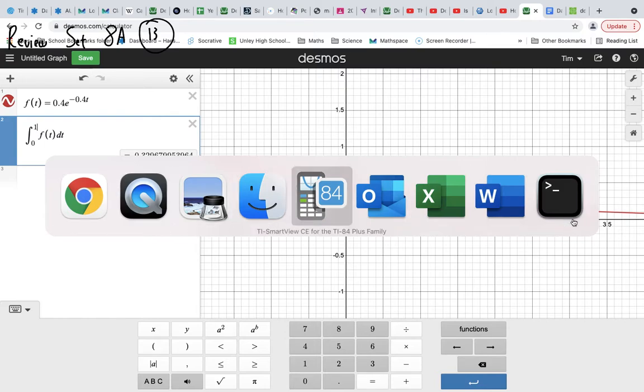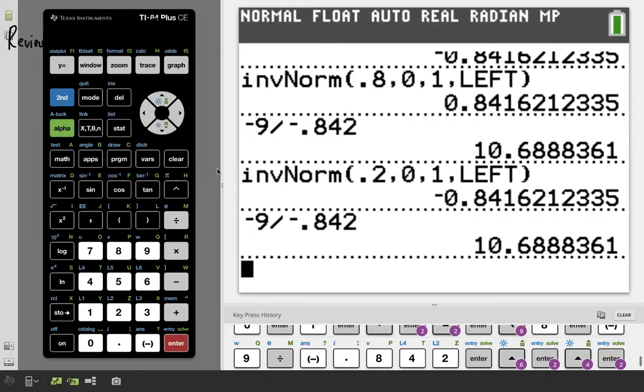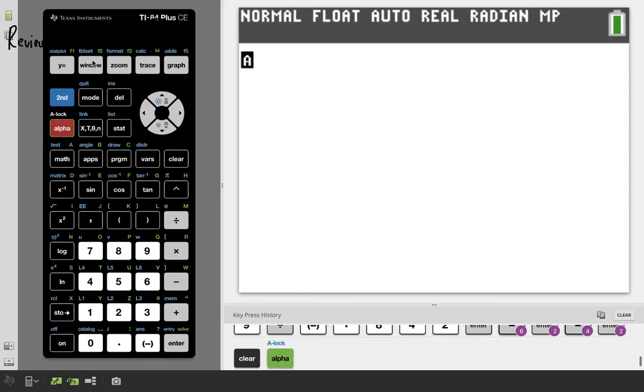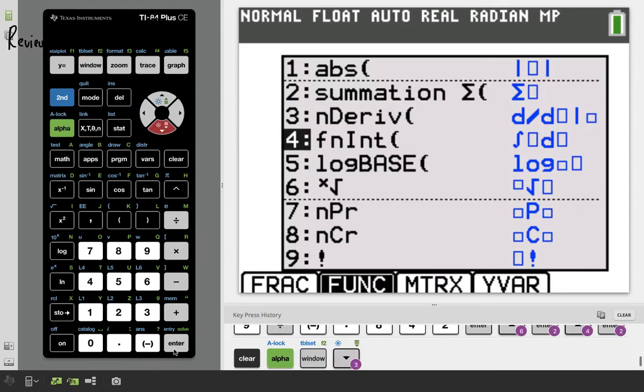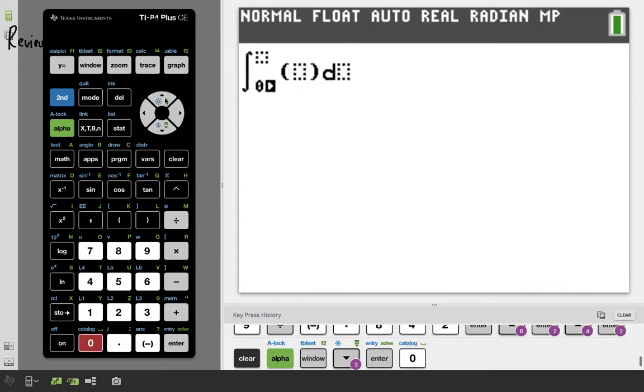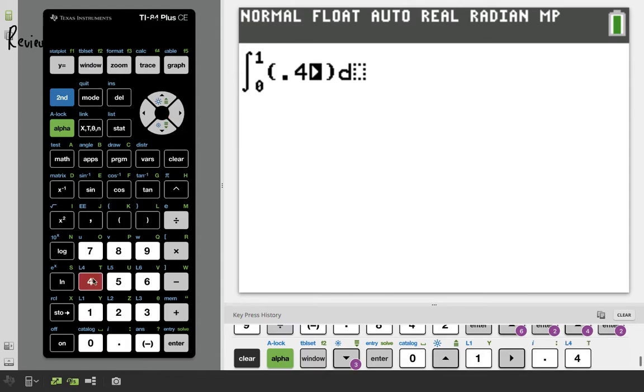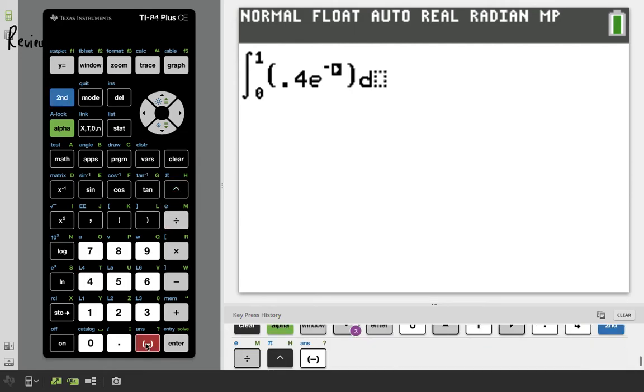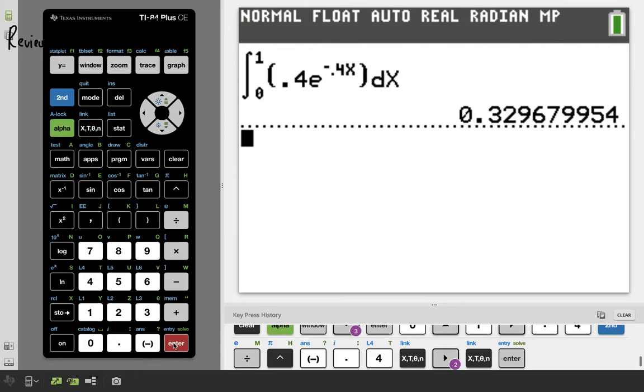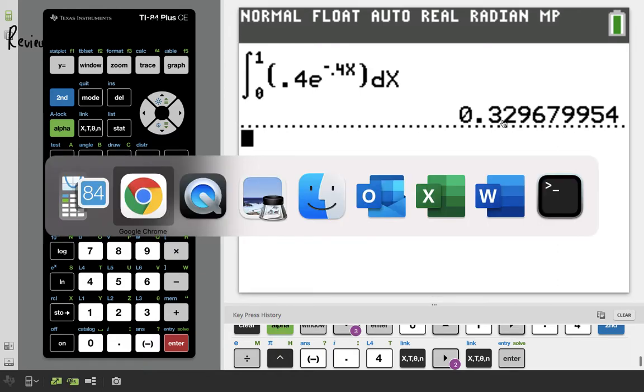So the quickest way to do this is probably just the calculator. I've shown it in Desmos, and I'm sure you can enter something like this into your calculator. 0 to 1, it was 0.4, e to the power of minus 0.4 times x dx, and we get out 0.33. Yep, my calculator gives the same value as Desmos, so that would be our working out.